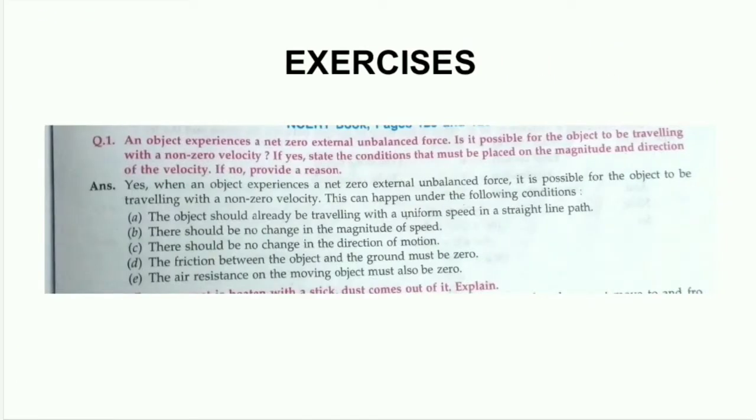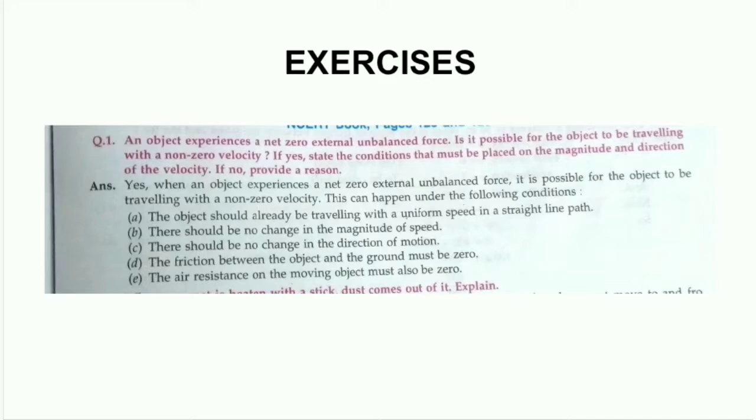Now, let us start with the exercises given on page 128 of the NCERT textbook. The first question is, an object experiences a net zero external unbalanced force. Is it possible for the object to be traveling with a non-zero velocity? If yes, state the conditions that must be placed on the magnitude and direction of the velocity. If no, provide a reason.